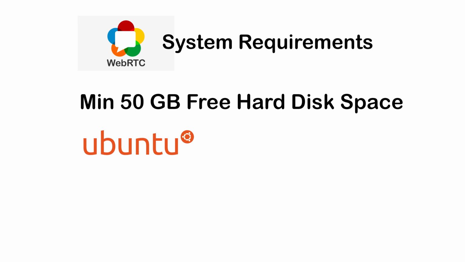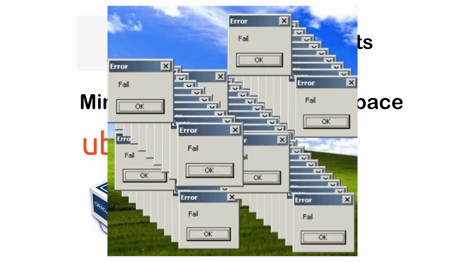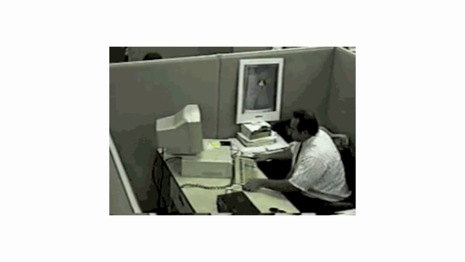To compile source code of WebRTC, you will need 50 GB minimum hard disk free space, Linux OS such as Ubuntu OS, and virtual machines such as Oracle's VirtualBox, or an alternative to it, VMware. For beginners, I will recommend using a virtual machine for compiling source code. In this way, even if you messed up, you will have the option to delete and start over again.